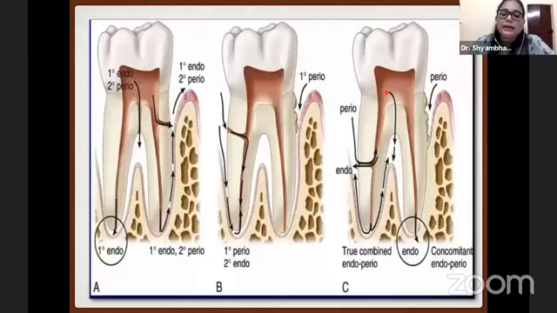This is a diagrammatic representation of how a primary endodontic secondary periodontal lesion, a primary periodontal secondary endodontic lesion, or a true combined lesion can be seen. Basically, the pathways can be seen here. It can be via the apical foramen, via the furcal canals, which are seen mostly in molars and posterior teeth, or via the accessory or lateral canals, in cases where there is no other pathology involved.